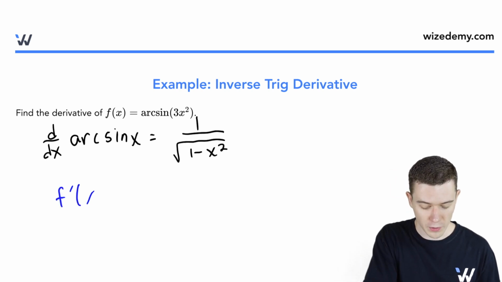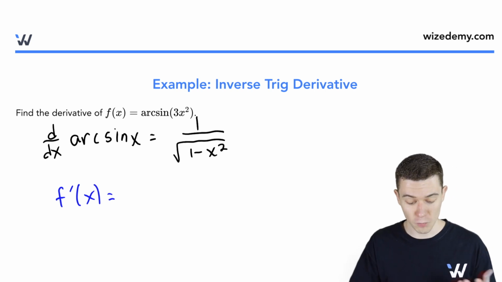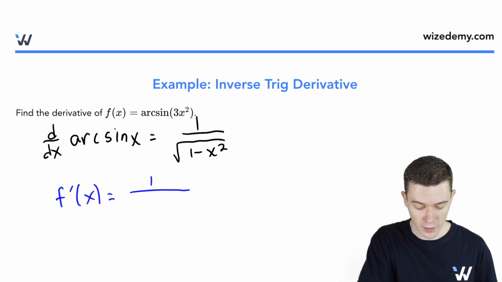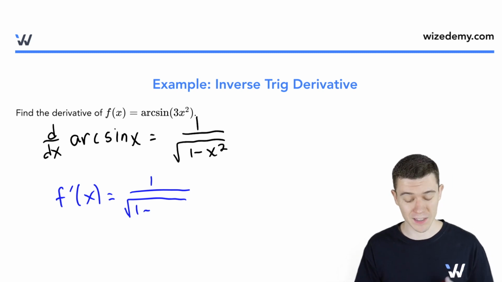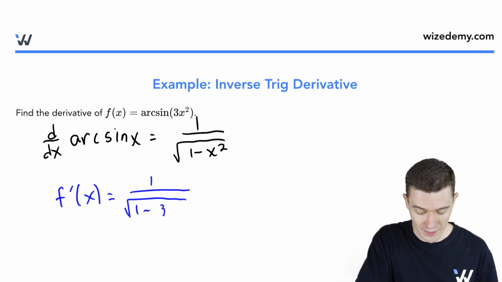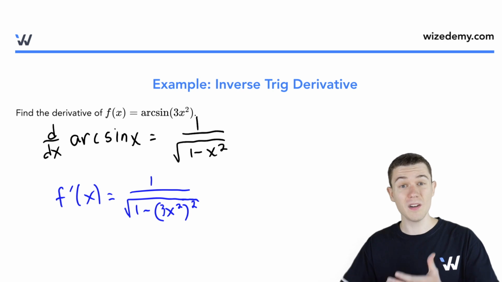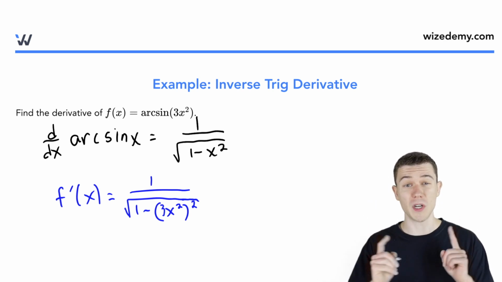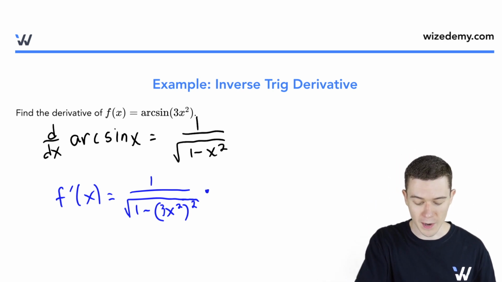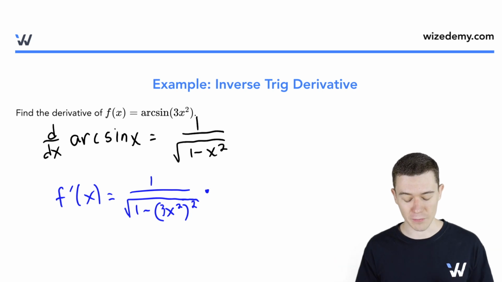The derivative of our function in this case follows the same rule. It's 1 over the square root of 1 minus whatever's on the inside squared. In this case, it's a 3x squared, which is inside. So it's actually 3x squared squared. But remember the chain rule? We need to multiply by the derivative of that inside function.